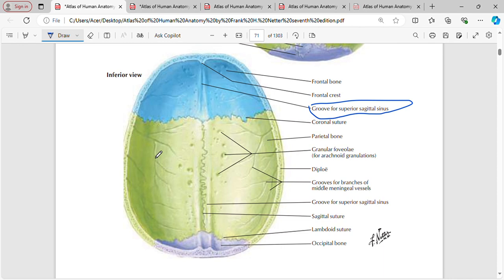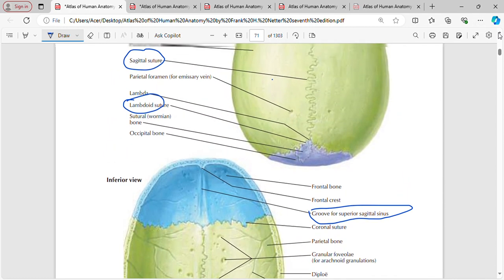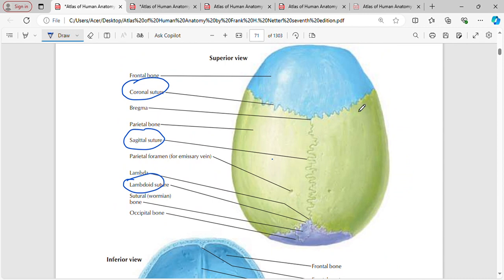We discussed the superior view of the vault of the skull and the inferior view of the vault of the skull. We also discussed how this is present at the time of birth, and later, when the baby grows, these fontanelles will close and become the sutures, making the coronal suture, the sagittal suture, and the lambdoid suture, right?